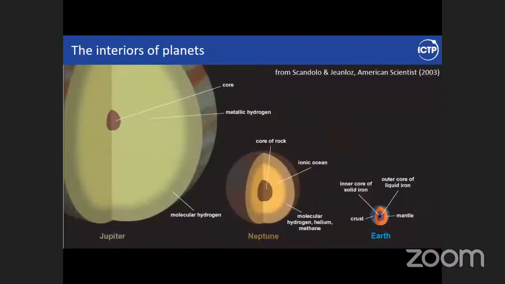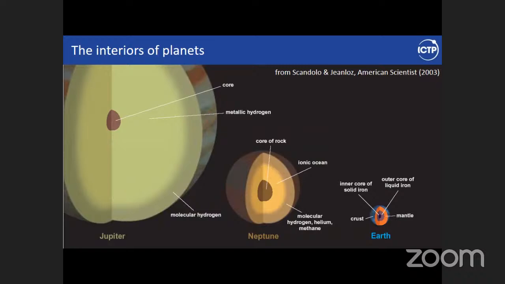A little bit about the solar system, the structure of the planets. We have giant planets like Jupiter and Saturn, which are made primarily of hydrogen and a little bit of helium. There might be a core, but we're not actually sure whether there is a core in the giant planets. It might just be hydrogen and helium.